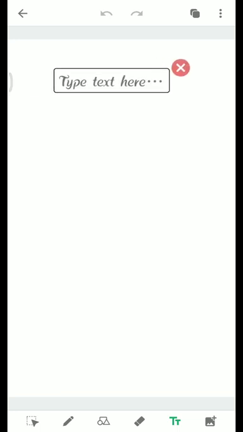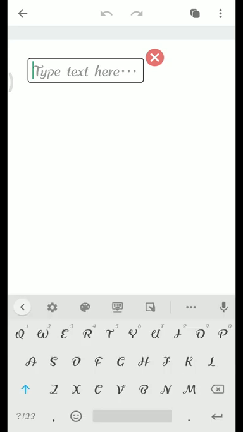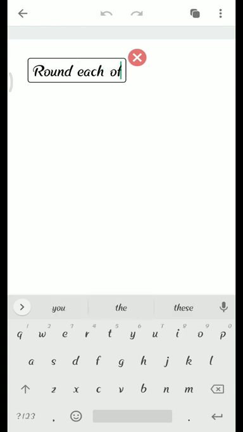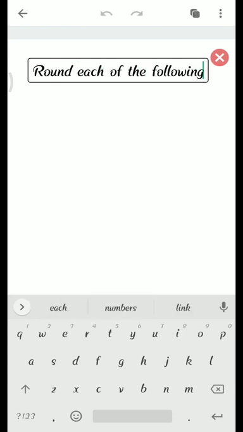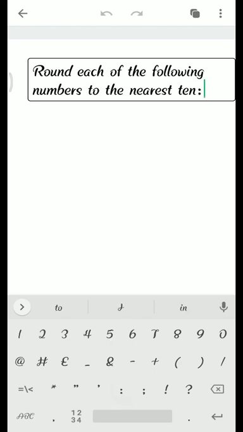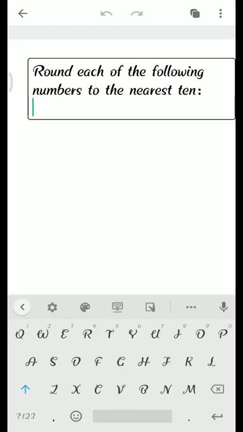Let's do a few sums concerned with that. We are starting with the exercise. The question we have is: round each of the following numbers to the nearest 10. Let's start the first one.